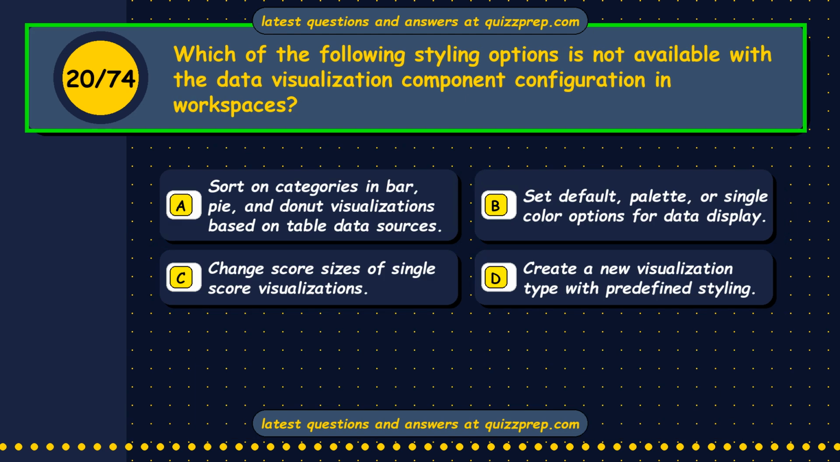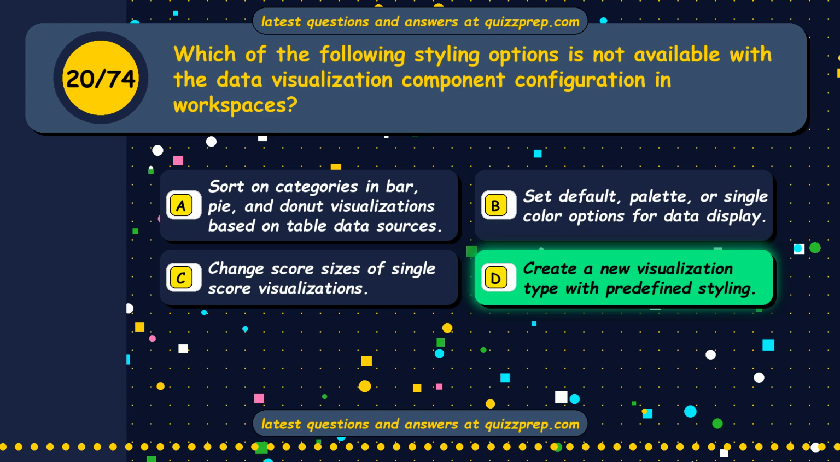Question 20. Which of the following styling options is not available with the data visualization component configuration in workspaces? Option A. Sort on categories in bar, pie, and donut visualizations based on table data sources. Option B. Set default, palette, or single color options for data display. Option C. Change score sizes of single score visualizations. Option D. Create a new visualization type with predefined styling.